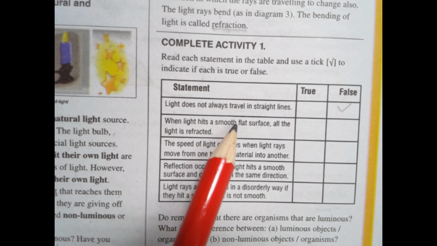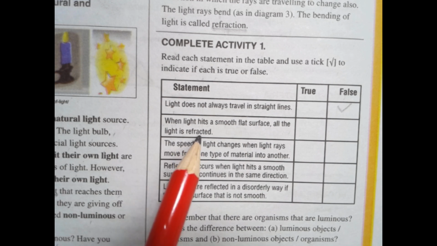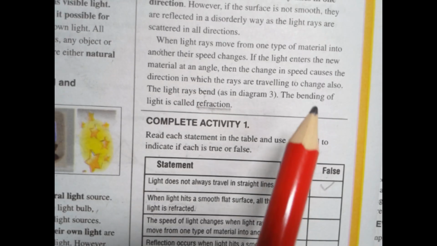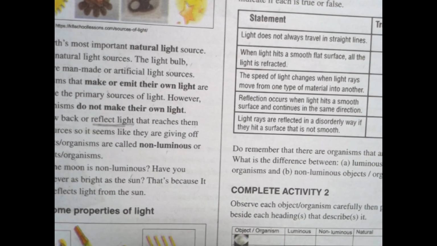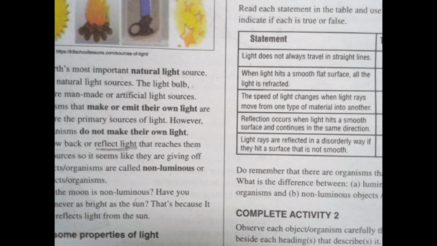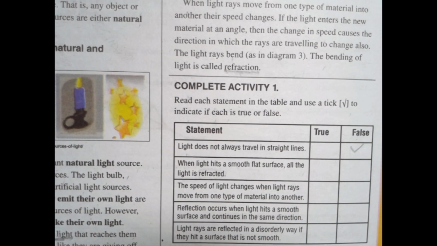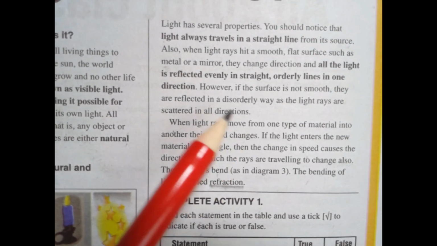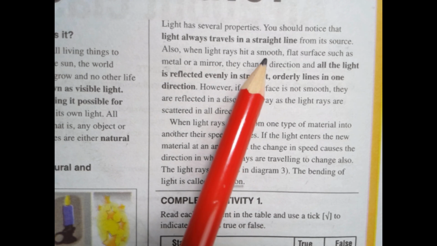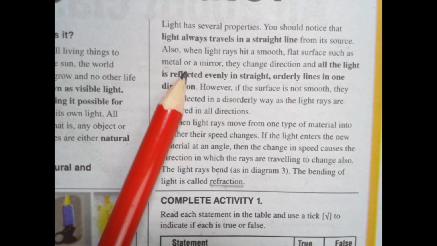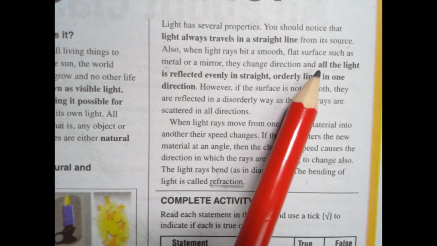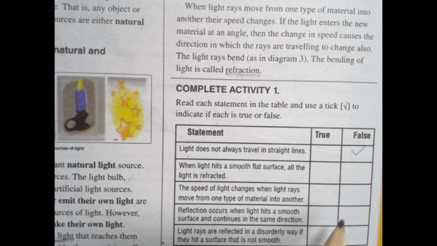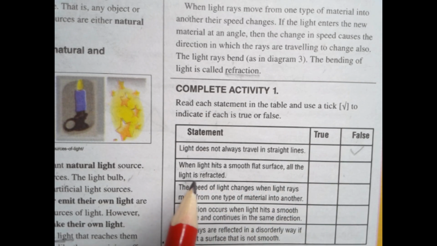When light hits a smooth, flat surface, all the light is refracted. Refracted means it bends. But this one had to do with, let's go, we need to find out if the light is really refracted or reflected. And there's a smooth surface. Let me go back to the section that talks about smooth surface here. It says when light rays hit a smooth flat surface such as a metal or a mirror, they change direction and all the light is reflected. So I'm not going to use that one. I'm going to say false for this. So all the light is refracted, false.